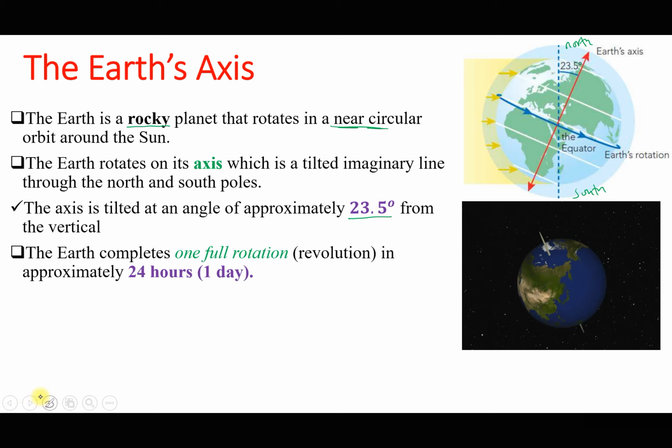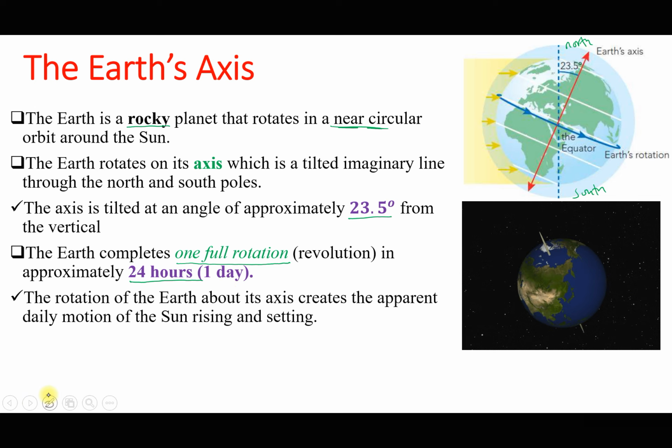So we are saying the Earth completes one full rotation or one revolution in approximately 24 hours. And we always assume that 24 hours is equal to 1 day. That is, half the day is night, and half the day is actually broad daylight.